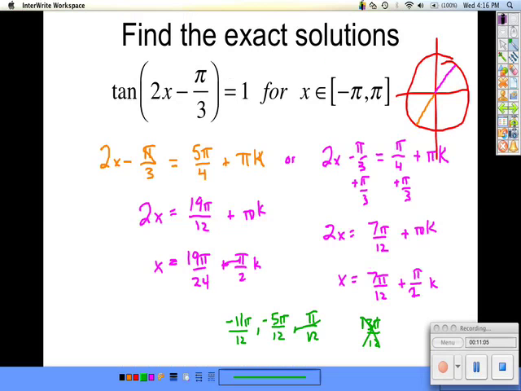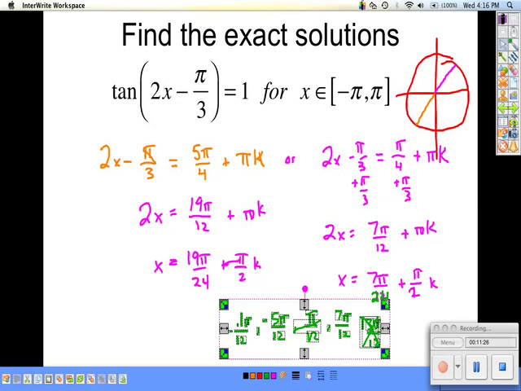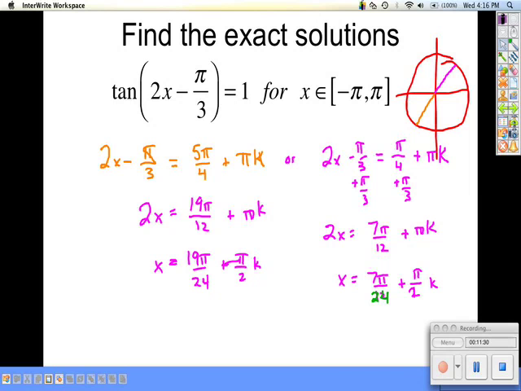Now I look at 19 pi over 24. Oh, I made a mistake there, didn't I? That should be a 24. This is going to affect these answers that I have down here. So I'm really adding on 12 pi over 24, which would give me 19 pi over 24, which I already have. I can add on another 12 over 24, which gets me bigger than pi.